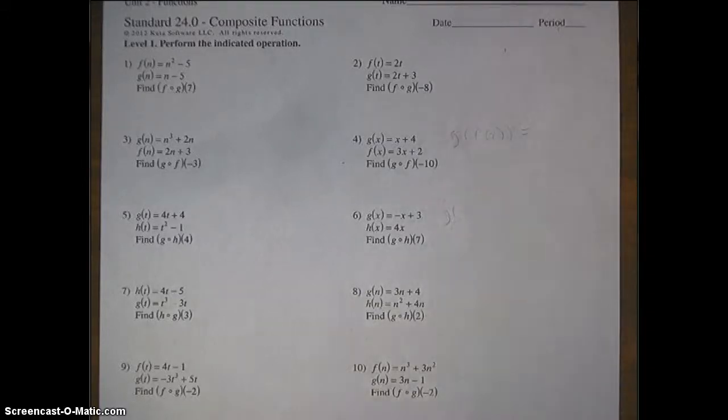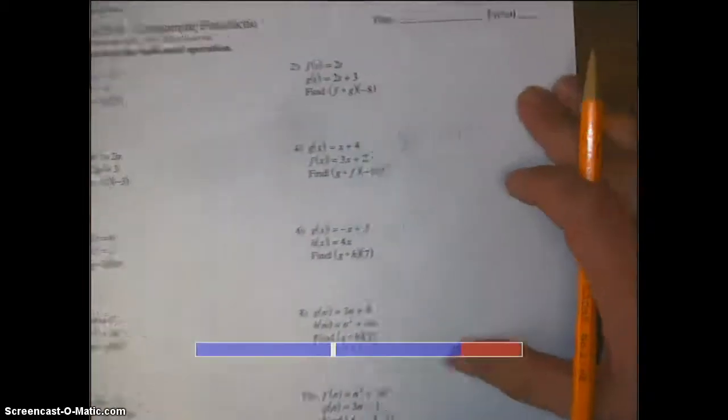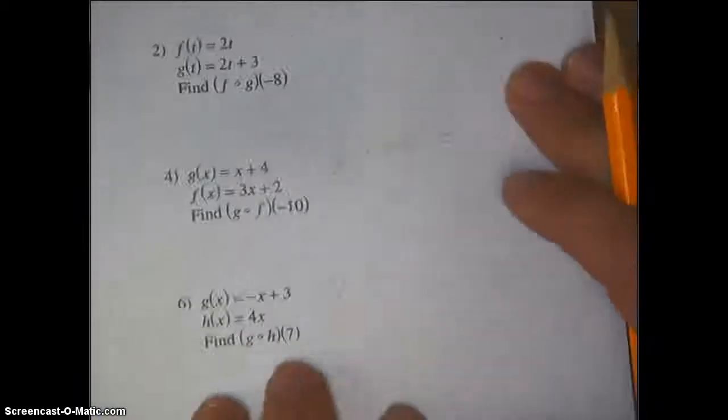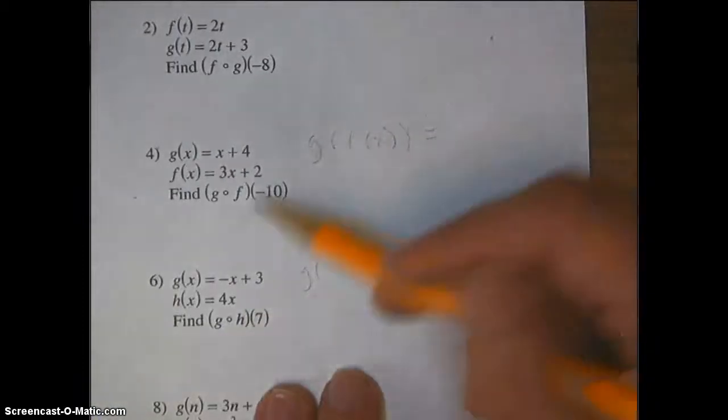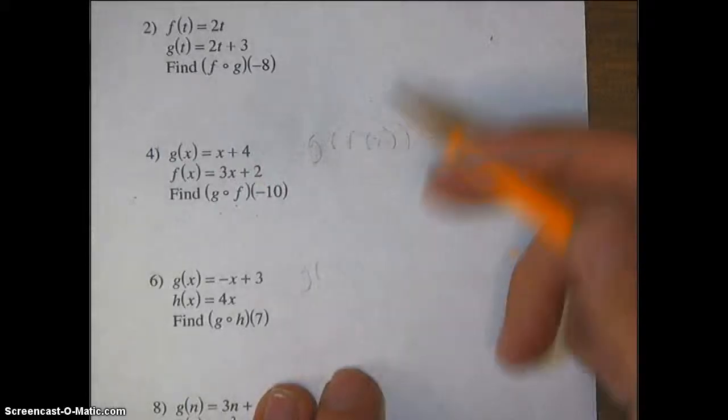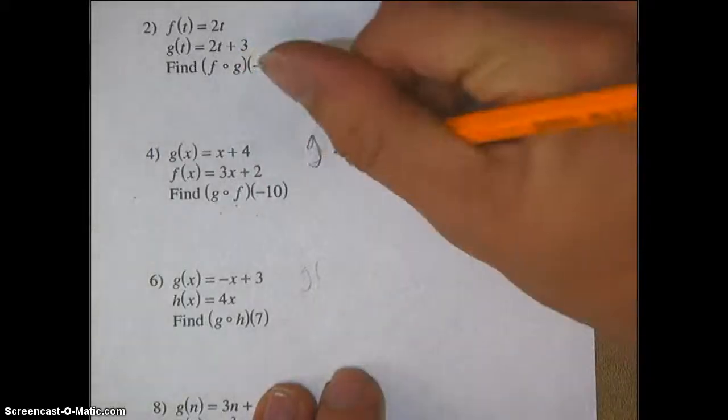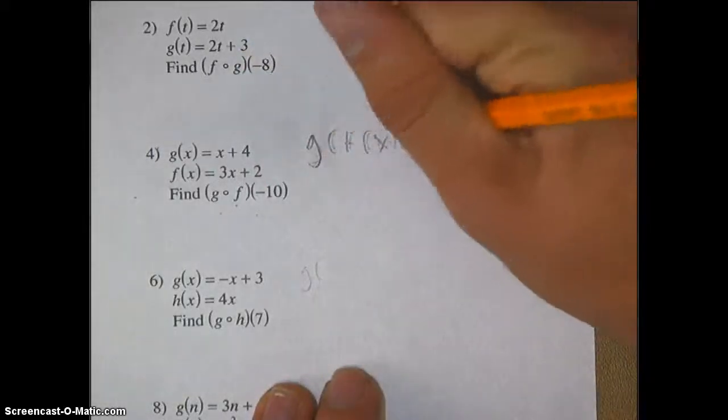And the first thing we talked about were composite functions, which are nested functions, functions within functions. I want to show you a few examples here. I'm going to start with number 4, and we're supposed to find g of f of x. I like to write that this way: g of f of x.